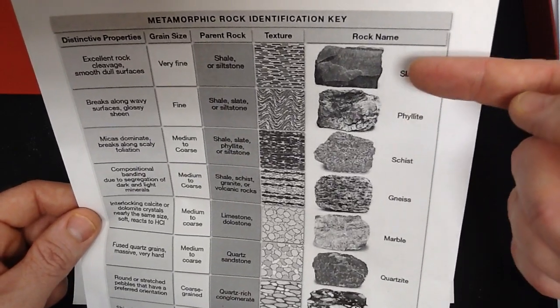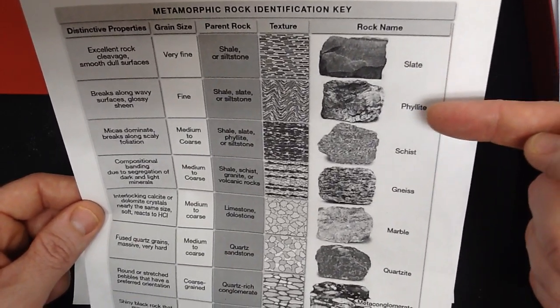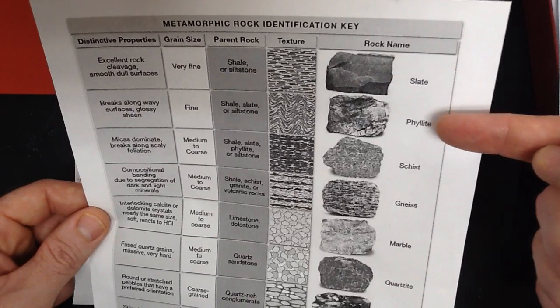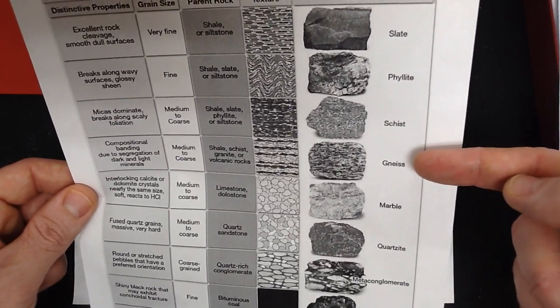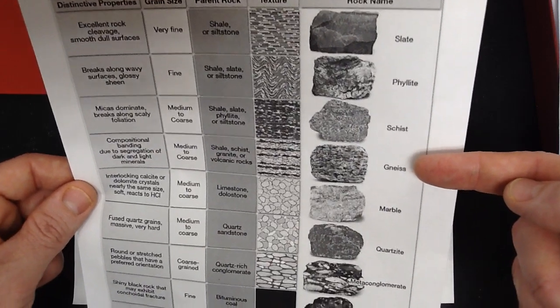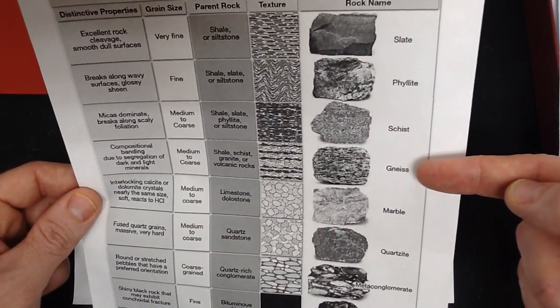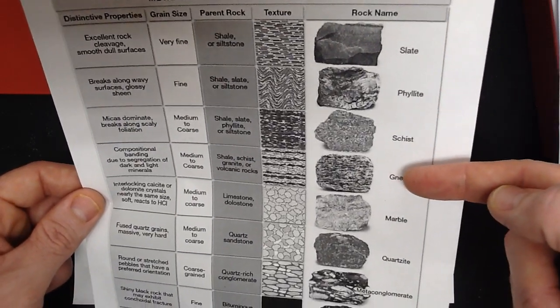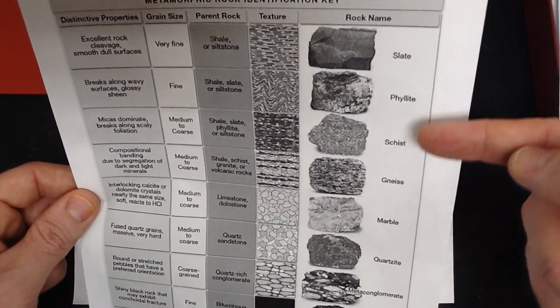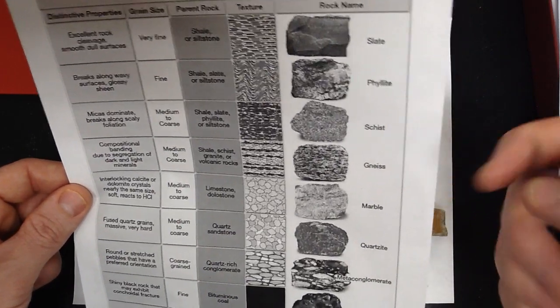Then if you metamorphose it a little bit more, it goes to phyllite, a little bit more goes to schist, and then gneiss is going to be the highly metamorphosed rock, or the one that's undergone the most heat and pressure. So slate is the least amount of heat and pressure, gneiss is the most amount of heat and pressure as far as the foliated rocks go.